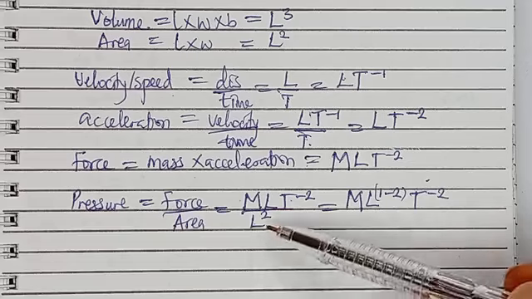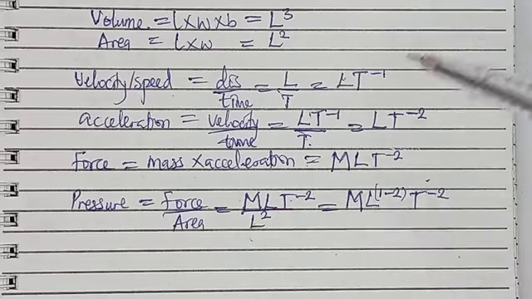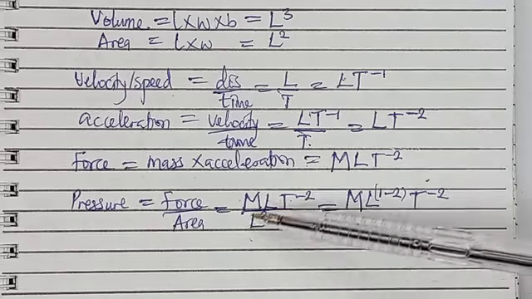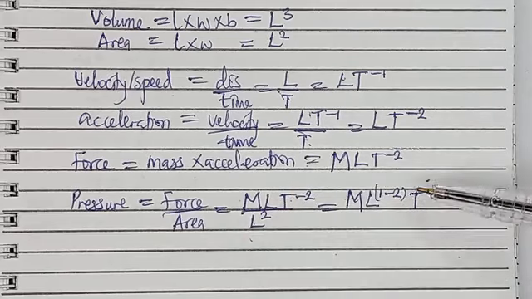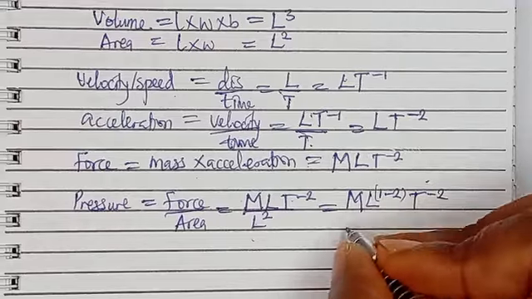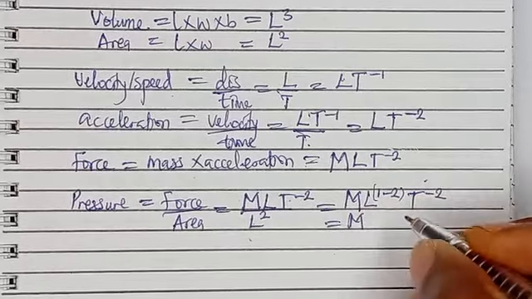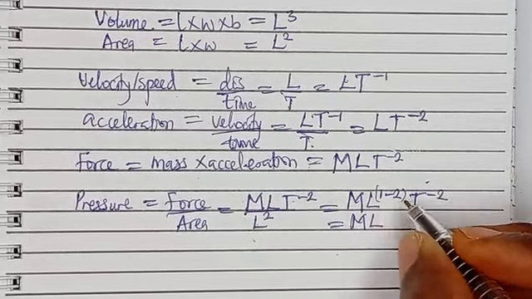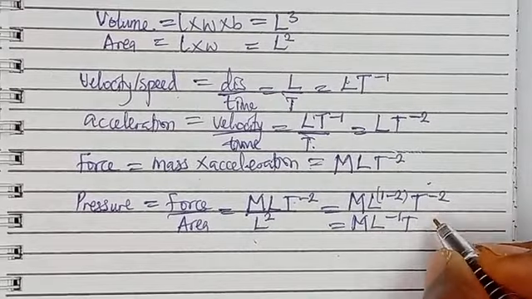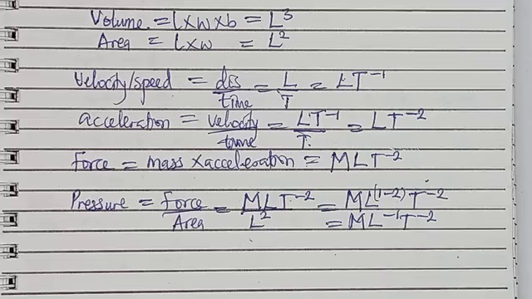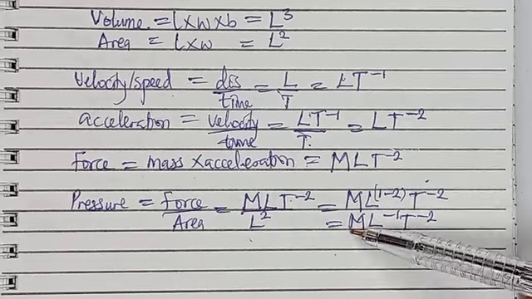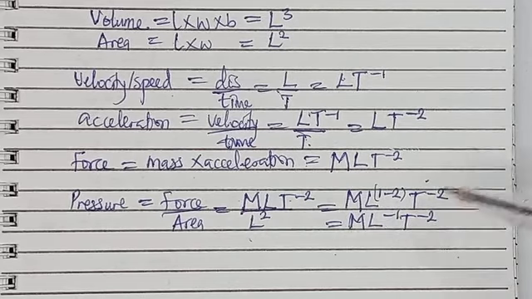Now we notice that we collected each fundamental quantity that is similar, we collected them together. So that is how to solve this. Equal to mass, length raised to power 1 minus 2 is minus 1, and then time raised to power minus 2. So the dimension for pressure is mass per unit length per unit time squared. So that is how dimensions of physical quantities are gotten.